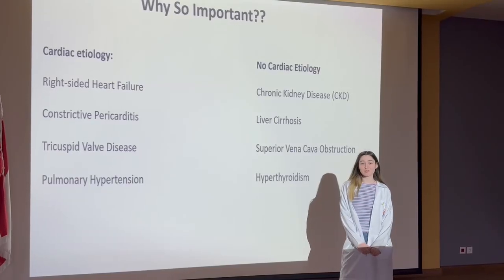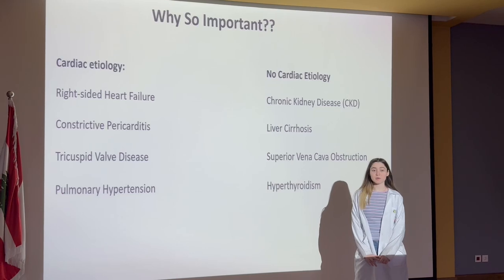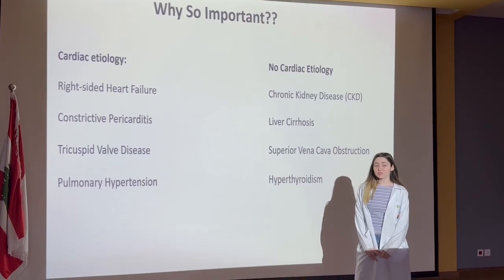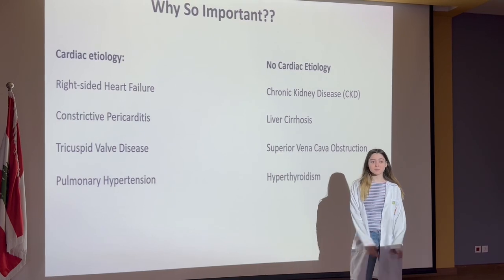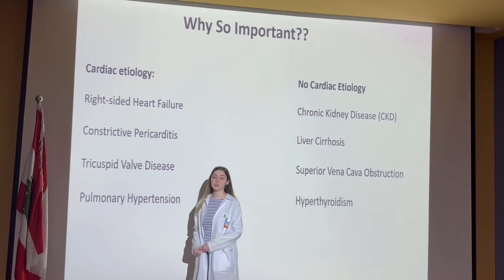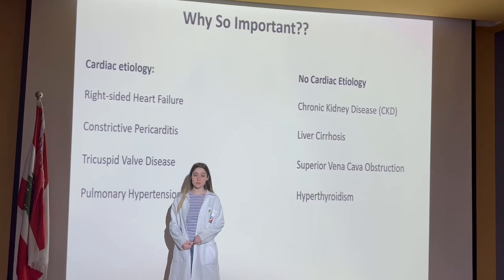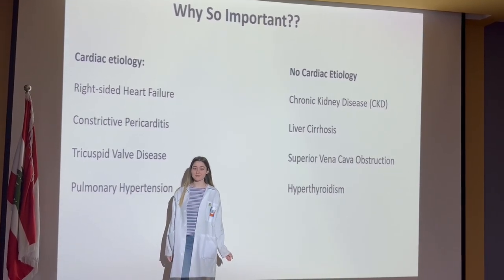Hello again. Now for a final recap of important etiologies that can be reflected by the JVP measurement. So we have two branches of etiologies, the cardiac etiologies and the non-cardiac etiologies. Now some examples of cardiac etiologies. The right-sided heart failure, which is the inability of the right ventricle to pump effectively, causing blood to back up into the jugular veins.